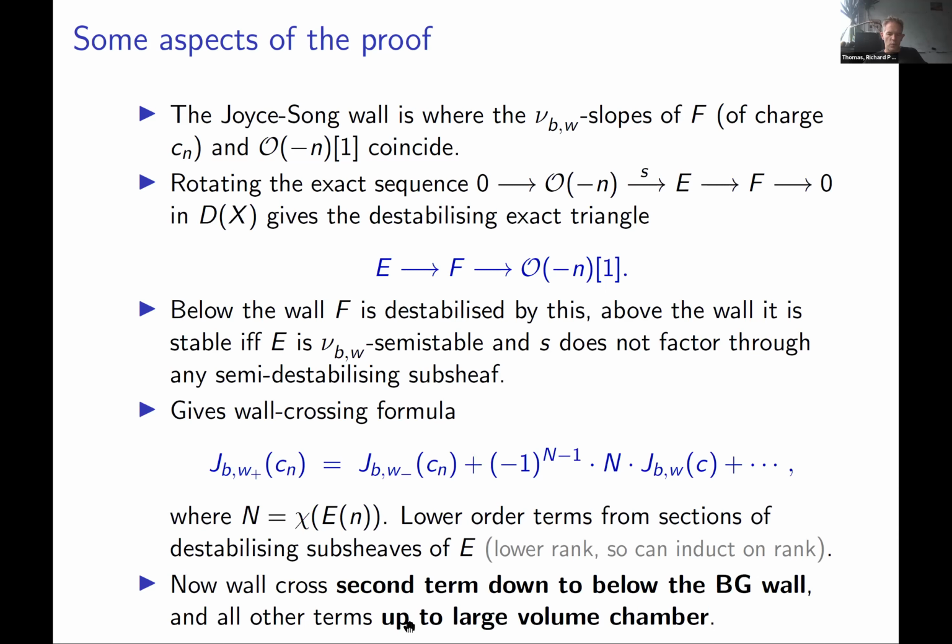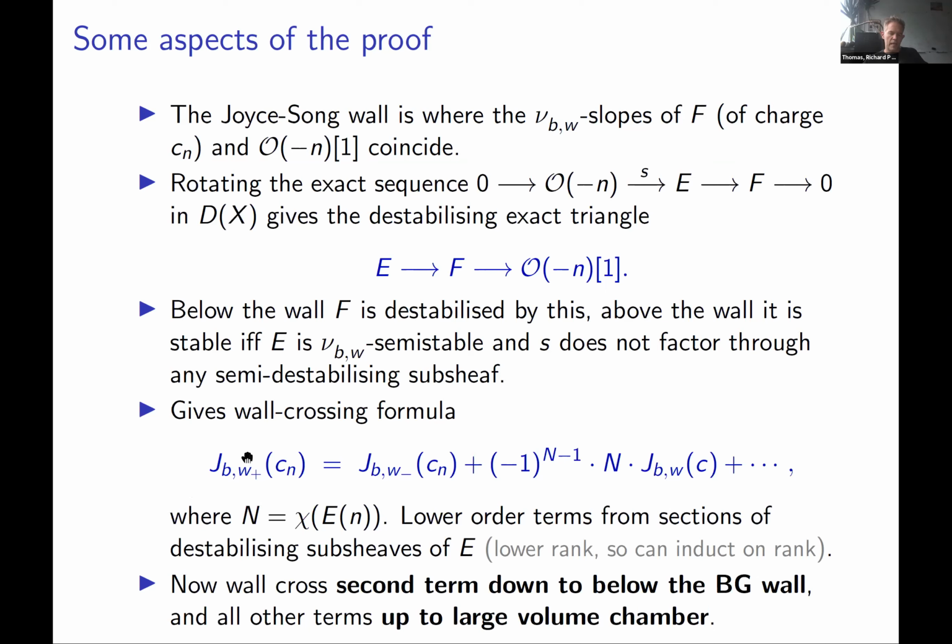All the other terms we will cross up to the large volume chamber. So this will become, again, up to lower order terms and shrapnel, which we'll control. This will become the number of sheaves in class Cn. So this will become the number of Fs. And this will become the number of sheaves in class C. So this will become the number of Es.